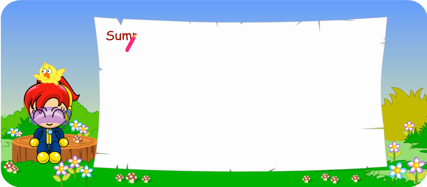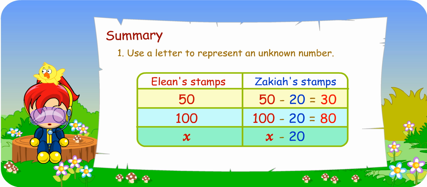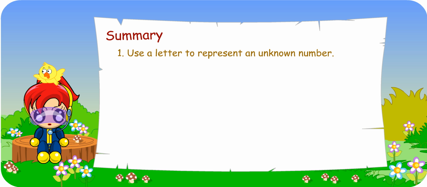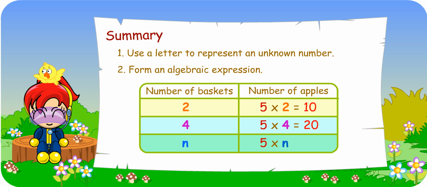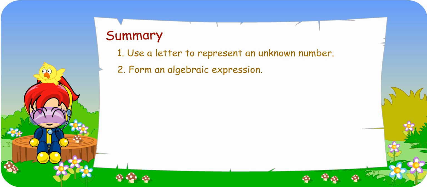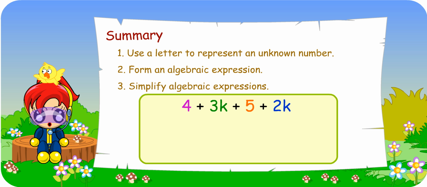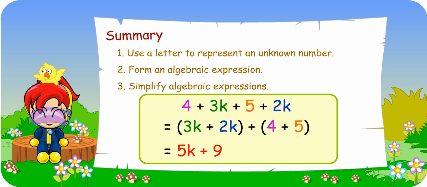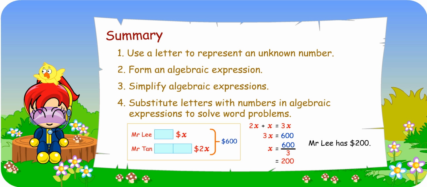Turbo Girl, can you tell me what you have learned today? I have learned how to use a letter to represent an unknown number and form an algebraic expression. How do you simplify algebraic expressions, Turbo Girl? Collect the like terms together and perform the operations as with numbers, then give the answer together with the unlike terms. Very good. You have also learned how to substitute letters with numbers in algebraic expressions to solve word problems.